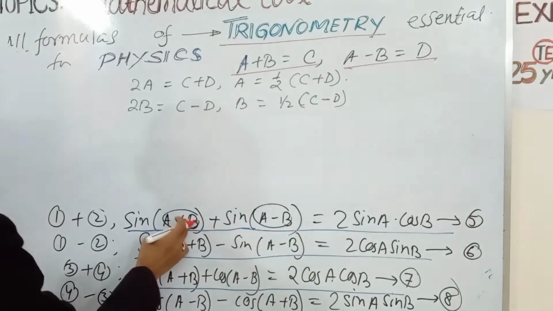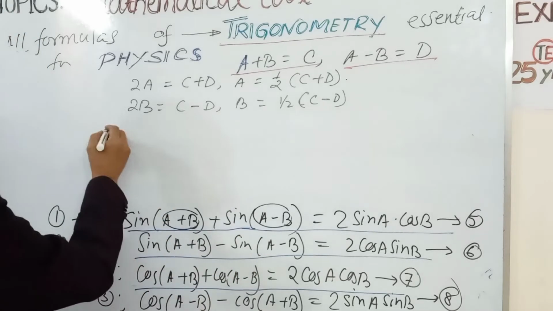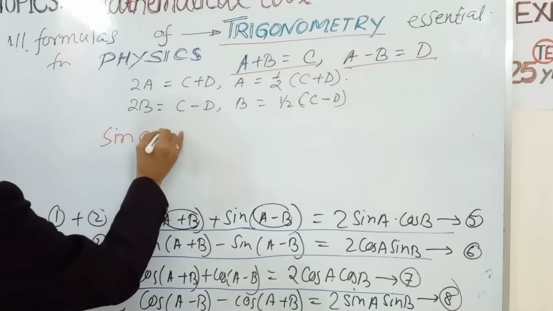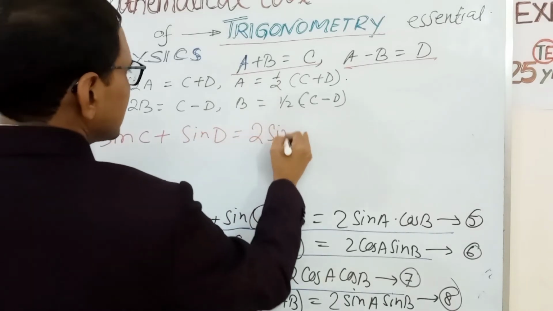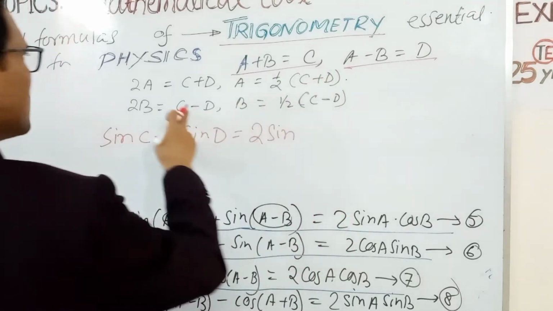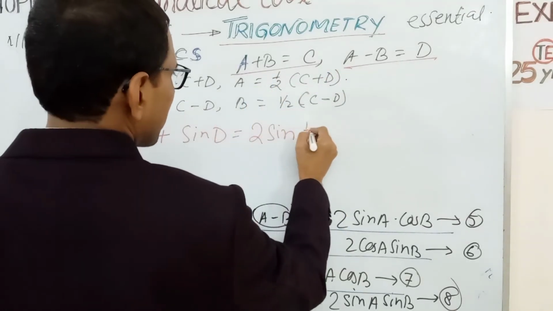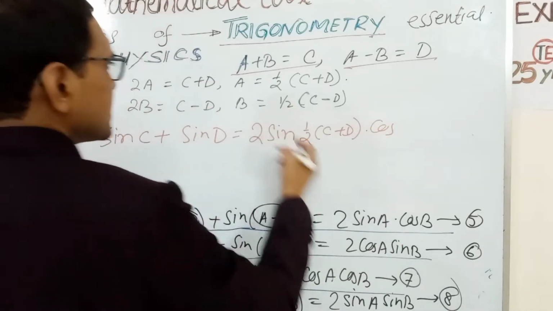Here, if we put a plus b equal to c and a minus b equal to d, then in this formula sin c plus sin d becomes 2 sin... What is the value of a? a becomes half of c plus d, and b becomes half of c minus d.